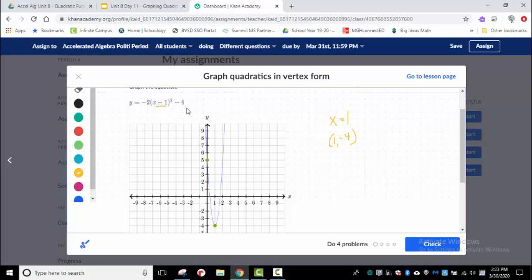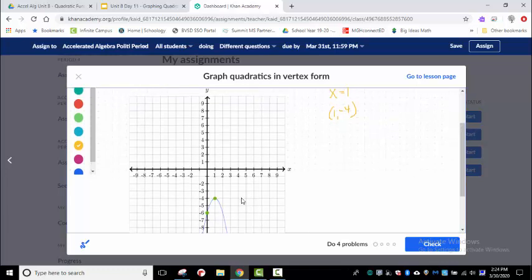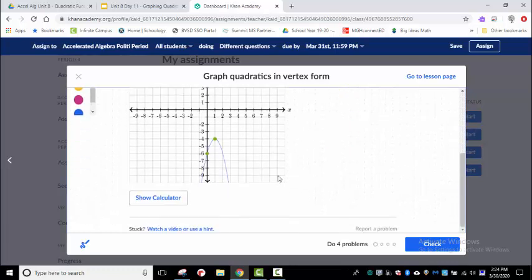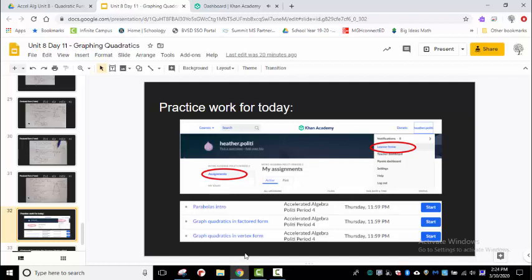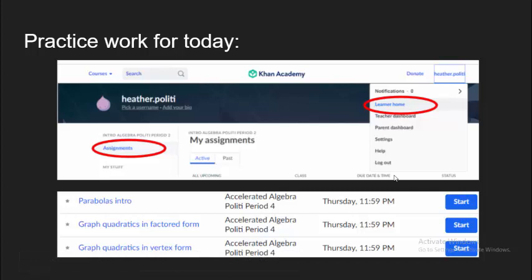Plugging in 0, here I get negative 2 times 1 minus 4. And that gives me negative 6. So this is going to have to be something that opens down. My A value is negative, so that seems right. Let me just go ahead and check. Great. All right, so you've got those practices to do. Once you finish those, and I think that they will be pretty quick, but if you get stuck at all, Khan Academy has great videos. So you'll be able to go back and get extra help on anything that is confusing.